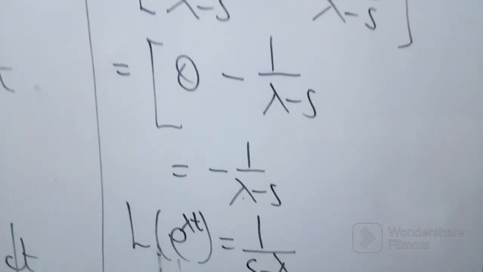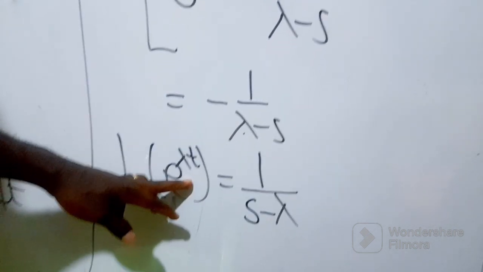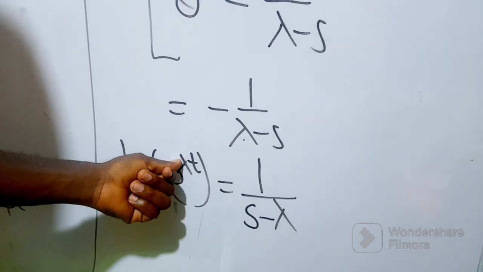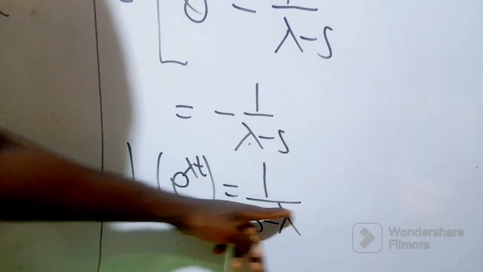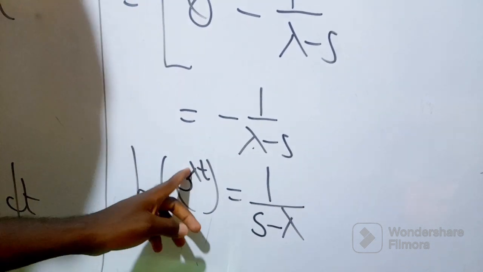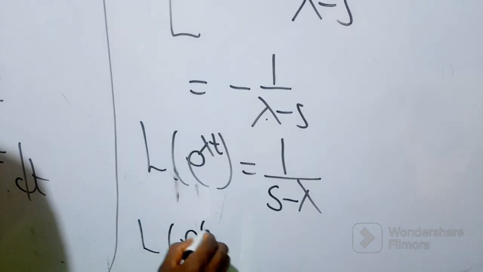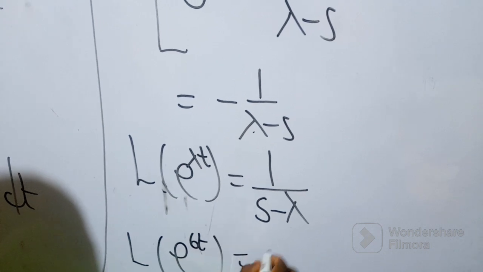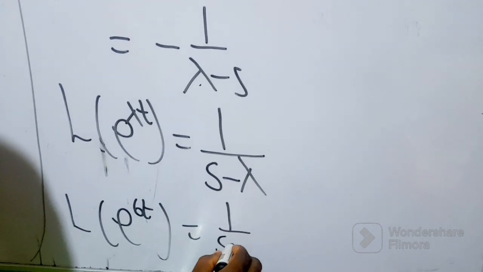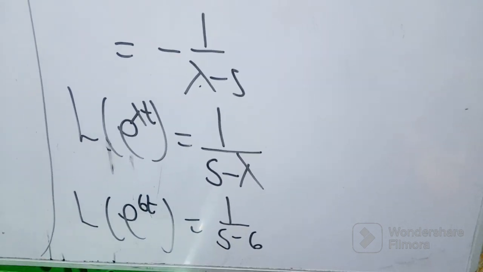So the Laplace transform of any exponential function simply is just 1 over s minus the constant here. So it's very simple. So if they ask you maybe the Laplace transform of e exponent 6t, the answer will just be 1 over s minus 6. It's as simple as that.